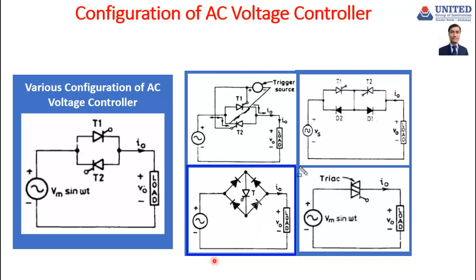Now the next configuration includes a triac. In this configuration a triac is used, and therefore this configuration is suitable for low power applications where the load is resistive or may have a small inductance. The triggering circuit for the triac need not be isolated from the power circuit.